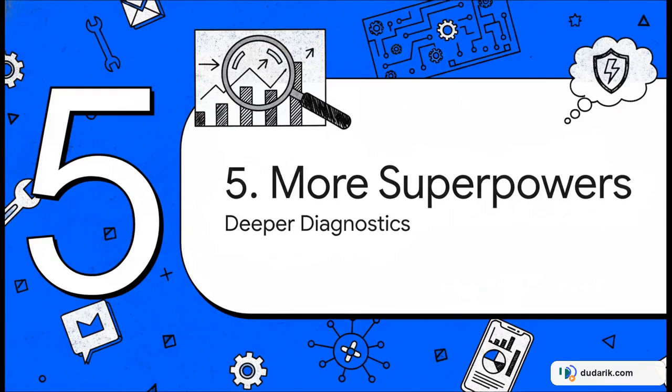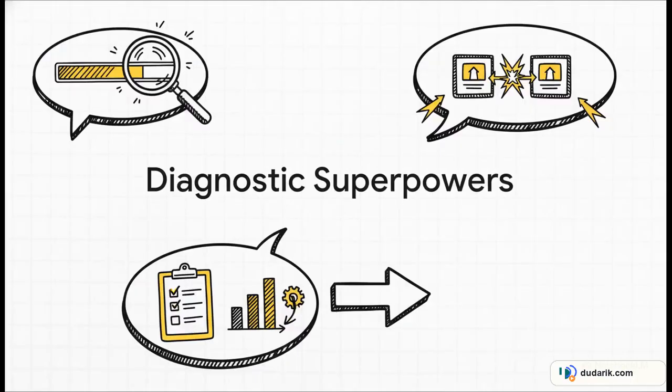But wait, there's more. It's not just a one-trick pony for the breakdown effect. This specialist skill gives Claude a whole arsenal of diagnostic superpowers for your campaigns. For instance, that dreaded learning limited status? It can actually dig in and tell you why your ad set is stuck there. Or what about auction overlap? That's when your own ad sets are secretly fighting each other and jacking up your costs. Yup, it can spot that too. It can even take everything it finds and whip up a full structured report for you, laying out the root causes and what you should probably do next.